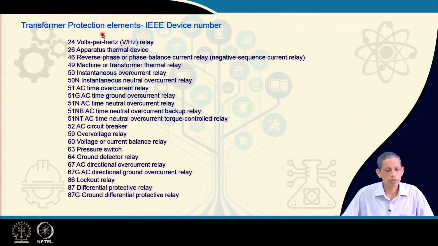Now, a list of transformer protection elements from the electrical perspective, with IEEE device numbers, is enumerated here just to show that transformer protection is not that simple. It is associated with several electrical, mechanical and thermal aspects, and from the electrical perspective we see so many varieties of relays here. However, it is not necessary that all should be incorporated; that depends upon the situations, requirements and the economic perspective.